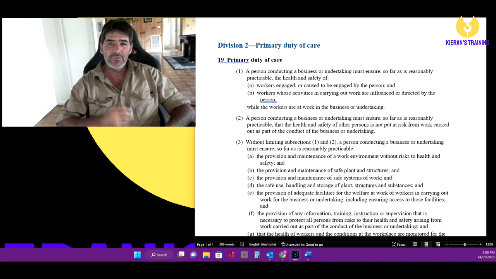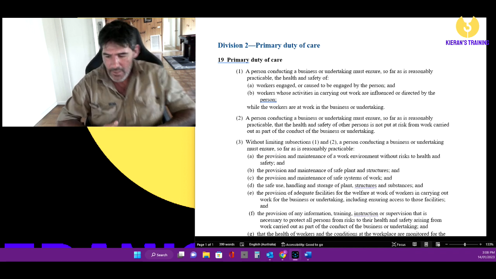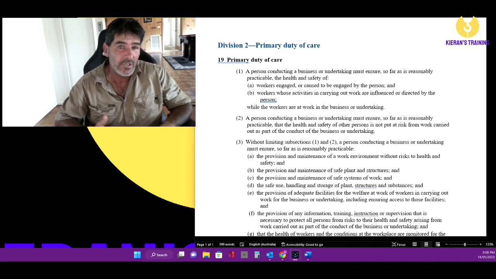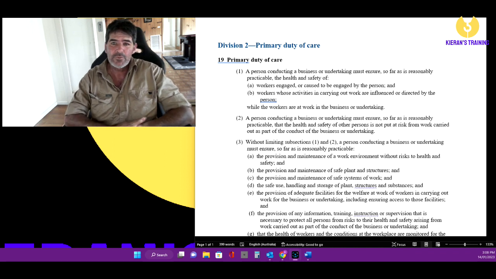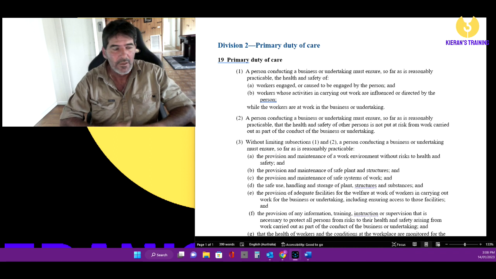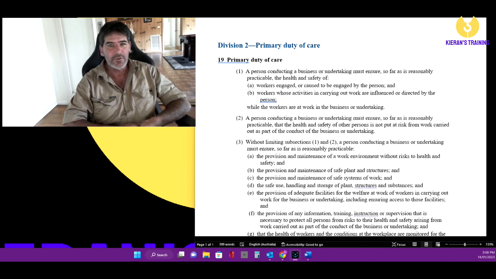So today we're going to have a look at duty of care. It's a big part of all high risk licence assessments, and it's also a big part of pretty much any course that you do nowadays. So we're going to try and break it down into some simpler terms, make it a little bit easier to understand. Because at the end of the day, everyone on the job site does have a duty of care, and it's pretty important to understand what that actually means.